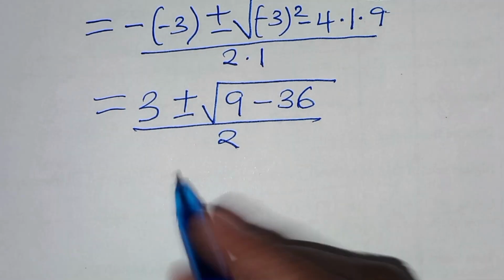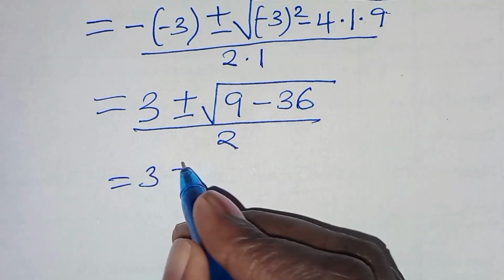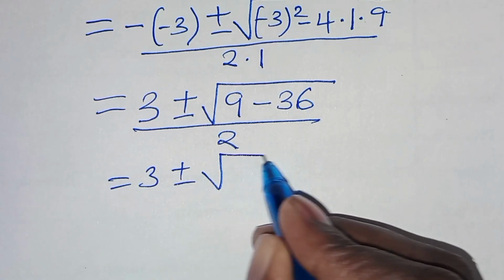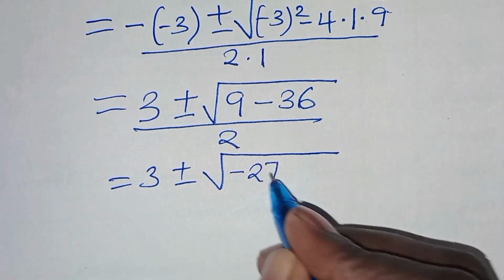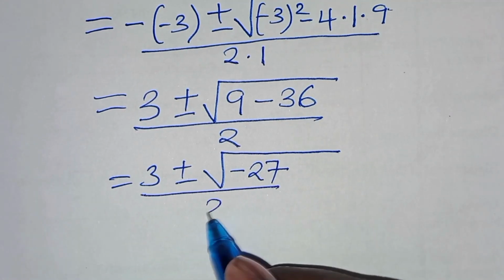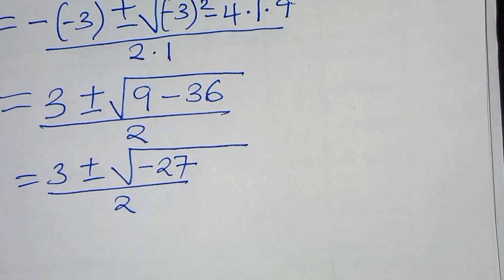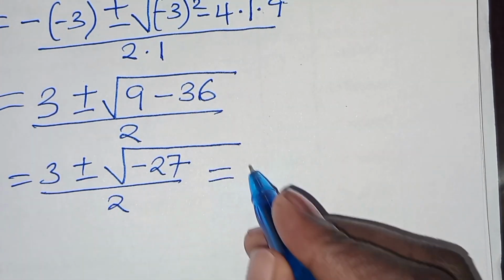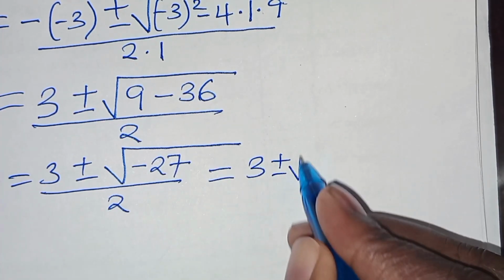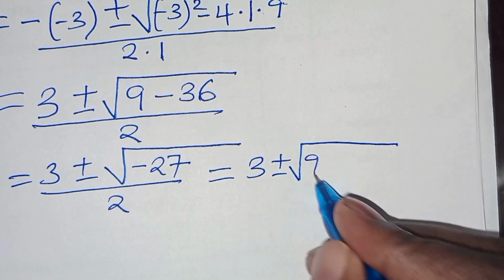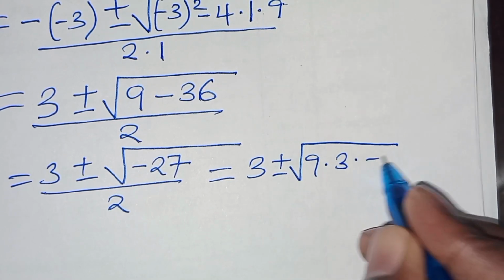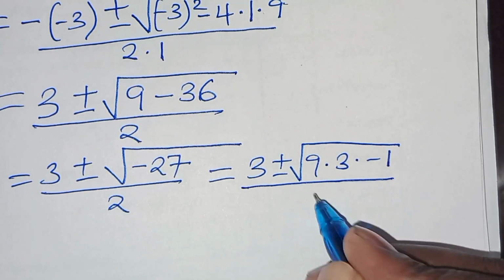The next step here is that we have 3 plus or minus the square root of 9 minus 36, which is minus 27, divided by 2. So this implies that we have 3 plus or minus the square root of, we can express negative 27 as 9 times 3 times minus 1, divided by 2.